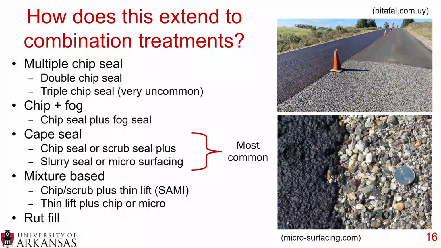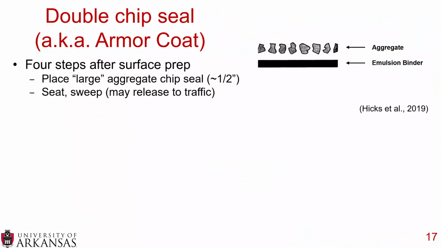I wouldn't say a lot of literature has been done on cape seals, but of these combination treatments, the most common is cape seals. There's a very nice picture on the right there, with a quarter. On the right, you see the original chip seal, and then on the left, you see that slurry or micro put on top of there, but that combination is a very powerful combination. So let's get started with the multiple chip seals. This is also known as an armor coat.